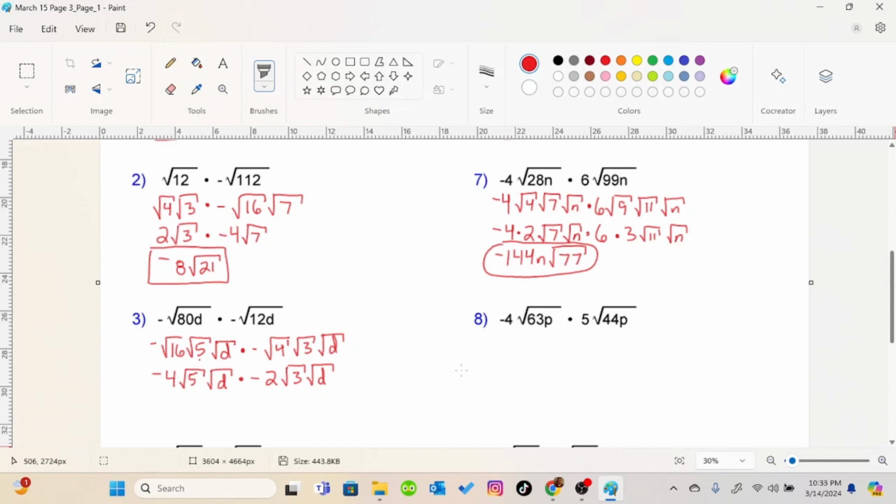Negative 4 times negative 2 is positive 8. The square root of d times the square root of d is d, and the square root of 5 times the square root of 3 is the square root of 15. So the final answer is 8d times the square root of 15.